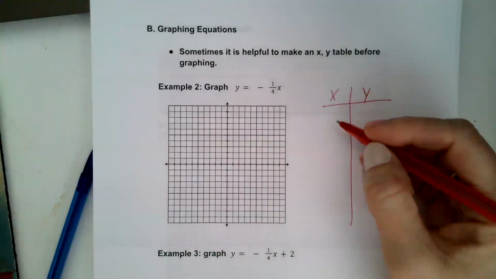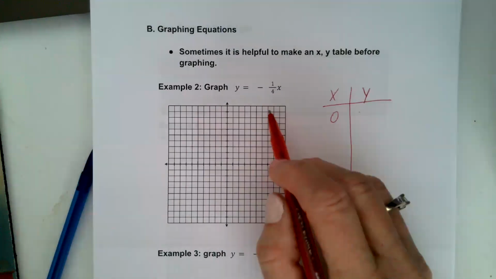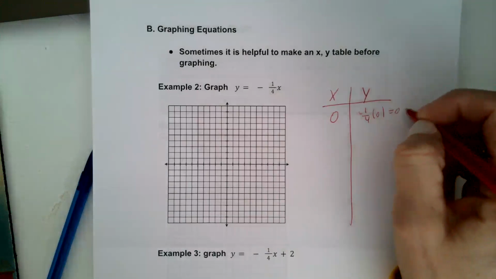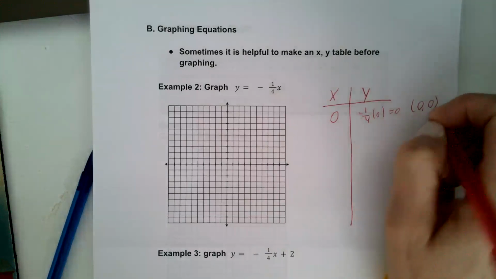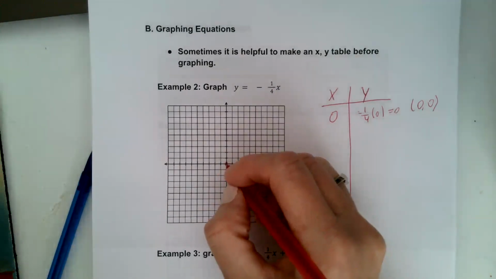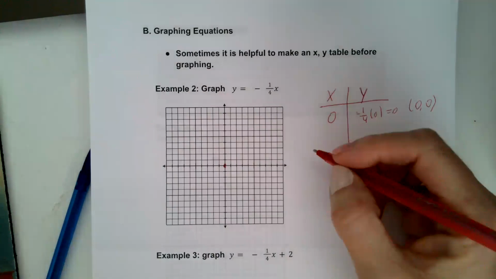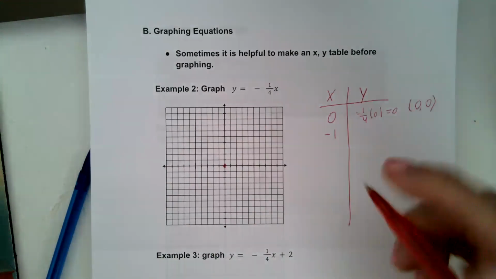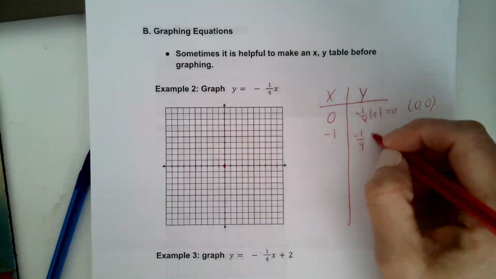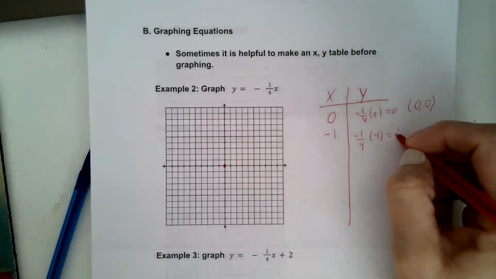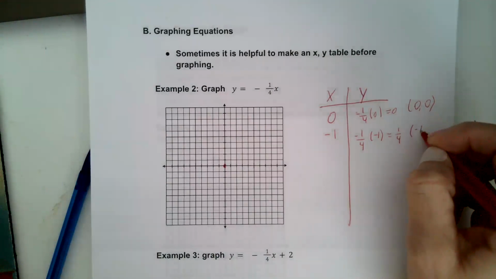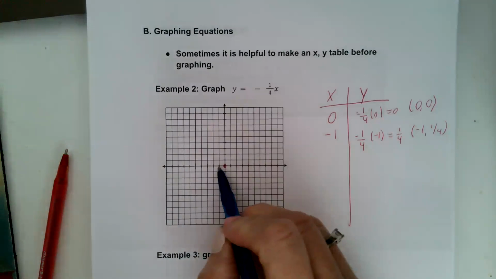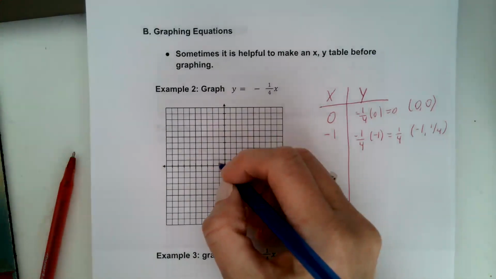I always like to put convenient ones. So 0 in for X. If I put 0 in for X, I will have a -1/4 times 0, which equals 0. So my coordinate point is 0, 0. If I put a -1 in for X, again, I'm just putting in some convenient ones, I will have a -1/4 times the -1, which gives me a +1/4. So my coordinate is a -1, +1/4. So I'm going over to the left 1 and then up 1/4, so barely up.